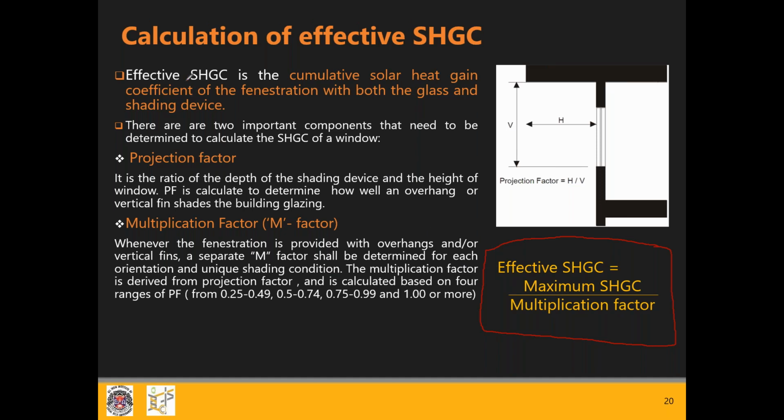So, as you can see here, effective SHGC is the cumulative solar heat gain coefficient of the fenestration with both the glass and the shading device. There are two important components that need to be determined to calculate the SHGC of a window. First is the projection factor.